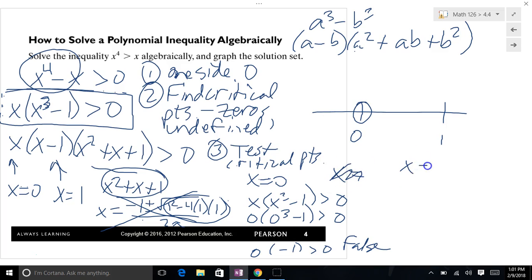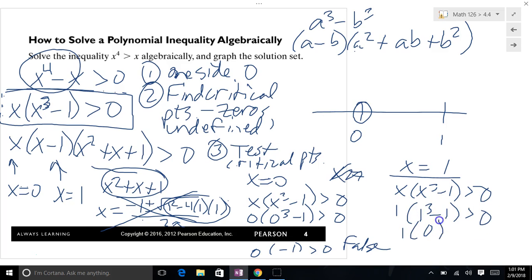Sorry, let me test 1, my other critical point. So I plug it into x times x cubed minus 1. Is that greater than 0? Well, 1 times 1 cubed minus 1, 1 times 0 is 0. Is 0 greater than 0? No. Okay, so you have to think about your critical points.